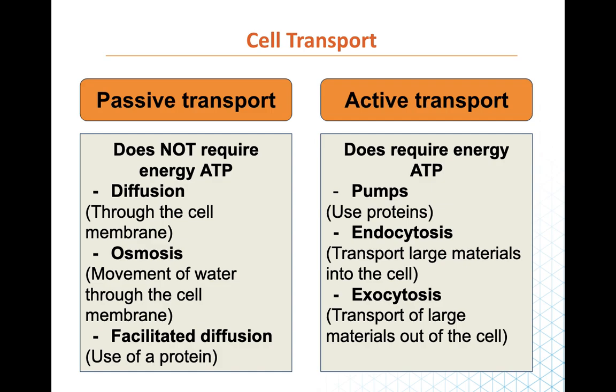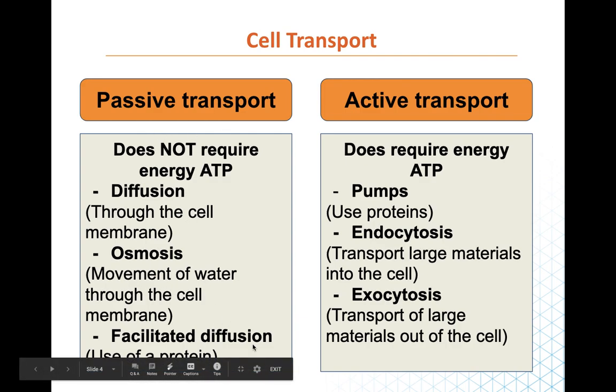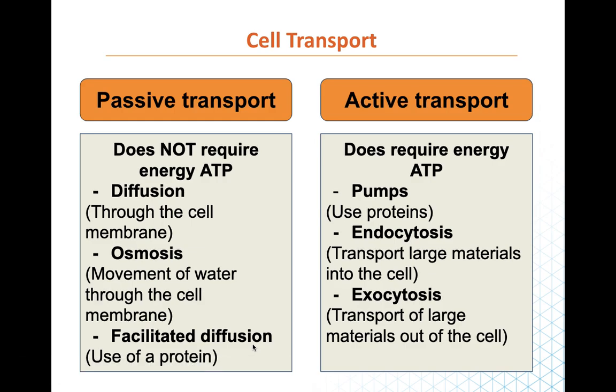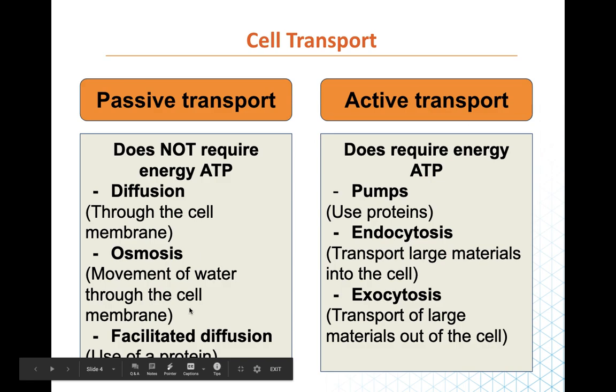So, in cell transport, we have two different types. We have active transport and we have passive transport. Passive transport is a type of transport that does not require any energy to happen. It's basically just free. It happens naturally. It's not a forced process, so you don't have to give any energy to make these things happen. Three examples of these are diffusion, osmosis, and facilitated diffusion, which obviously we're going to get into in the next couple of days. This is not all happening today.